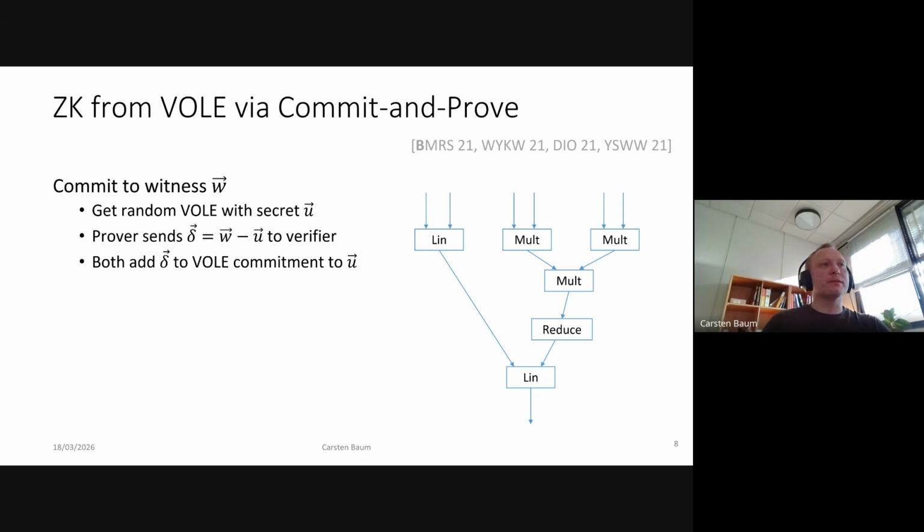So how do you build a proof system out of this? If you have random VOLEs that are commitments to random values, you can de-randomize them, because it's a linearly homomorphic commitment scheme. As a prover, you can just announce the differences between what you want to commit and what is committed there right now. This allows you to update the commitments to something that you actually want to have. And then you use the linear homomorphism to evaluate the circuits.